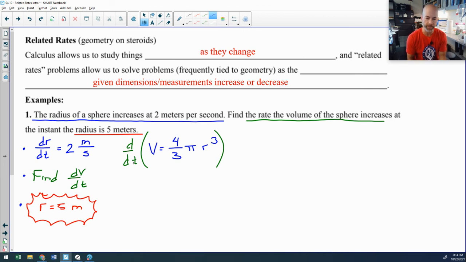I'm doing the derivative with respect to t. V is not a t. So the derivative of V would be dV/dt. On the right side, it's kind of ugly looking, but 4/3 and pi are constants, so I'm just going to leave those alone. And then the derivative of r cubed would be 3r squared, but r is not a t, so I have to give it the implicit treatment, dr/dt.